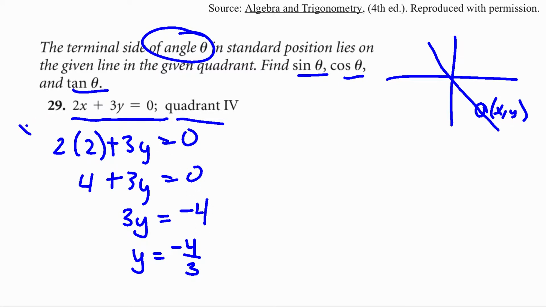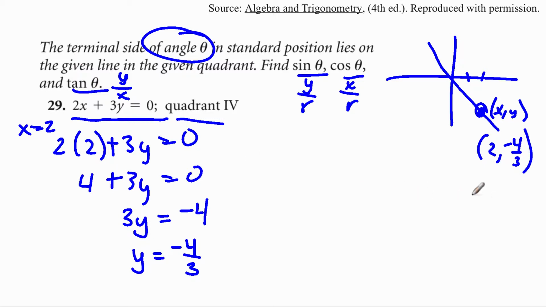So y is equal to negative 4/3. Okay, so when x is equal to 2, y is equal to negative 4/3. So if I go over 2, then how far I have to go down to get that point will be negative 4/3. So let me just write that point: 2 and negative 4/3. So there I have an x and a y value. Now, in order to find sine, cosine, tan, I need to find y over r, x over r, and tan is y over x. Oh, I already have a y and an x value. Let's do tan first.